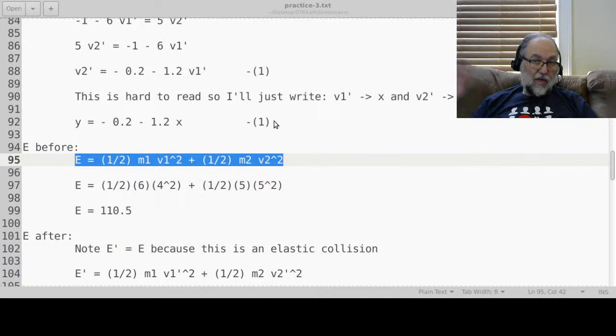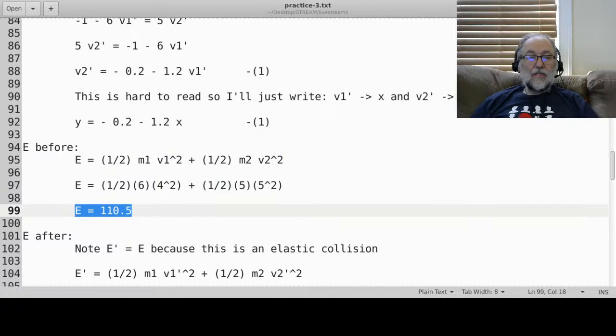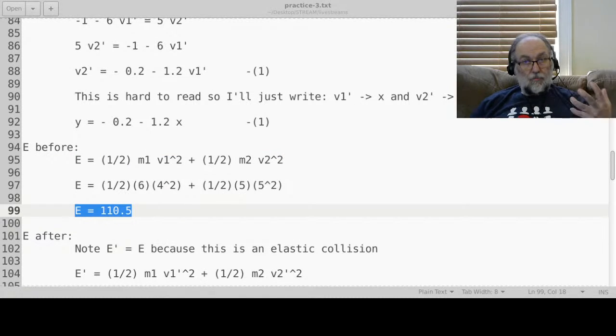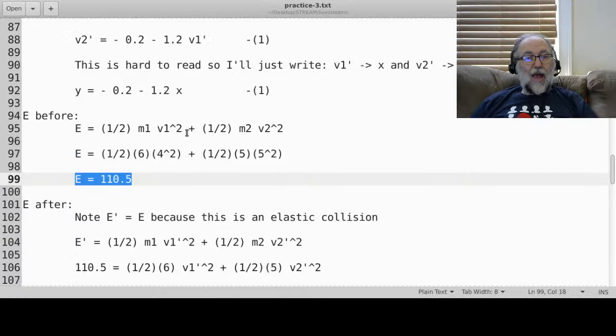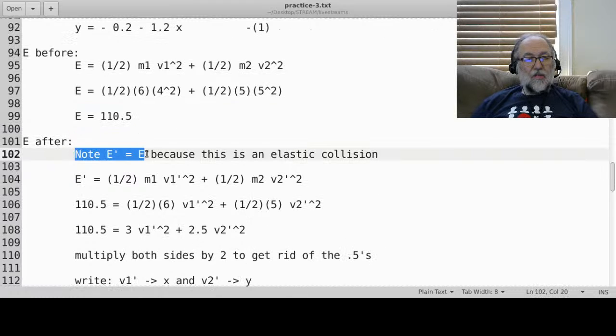So it's 1/2 mv squared for each of the masses. And substituting in the numbers, of course, you get what we got above, because it is the same initial condition as above. Now after, this is different than the previous problem. The two are equal to one another.